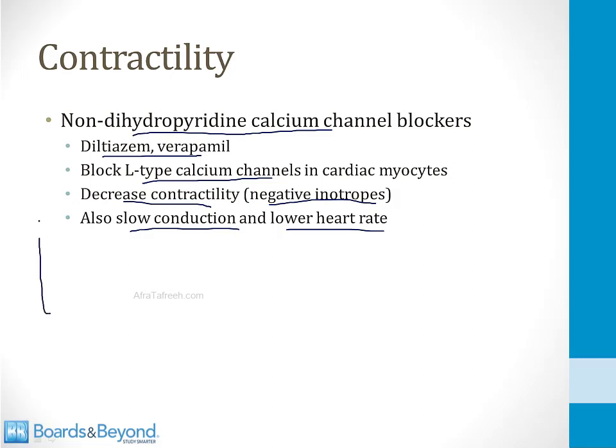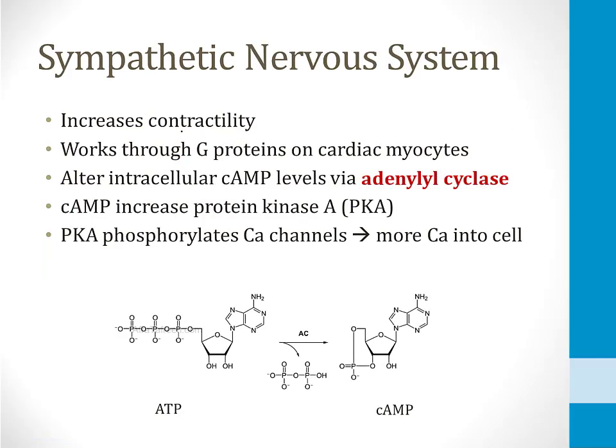But the point here is that by blocking these L-type calcium channels, you decrease contractility because there's less calcium-triggered calcium release from the sarcoplasmic reticulum. So blocking calcium channels can decrease contractility, and in contrast, activating the sympathetic nervous system can increase contractility. So let's talk about how this happens.